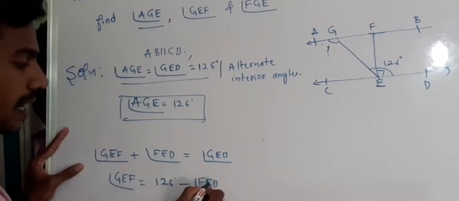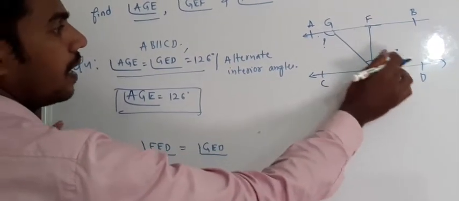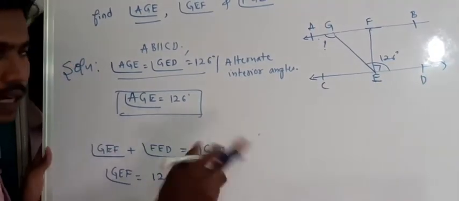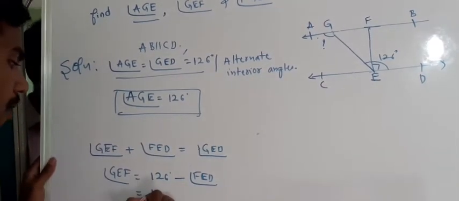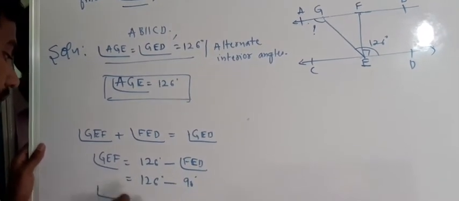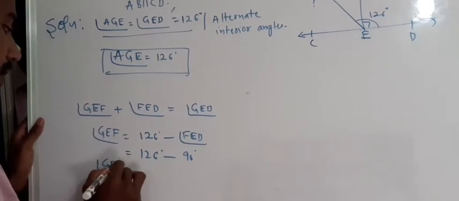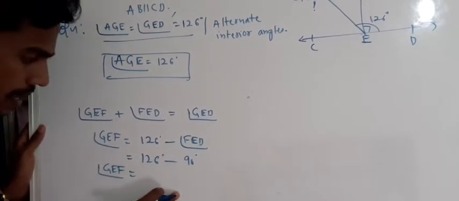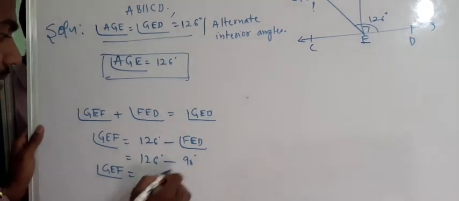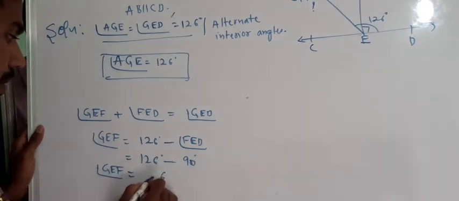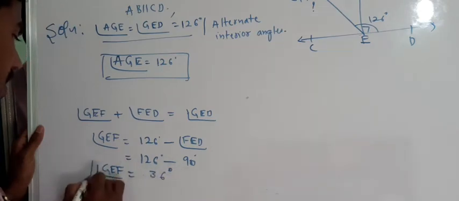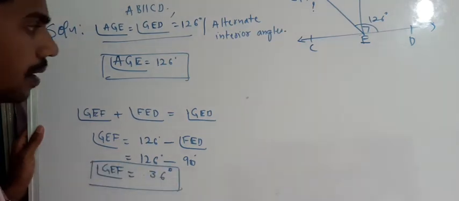What is FED? Since EF, or FE, is parallel to CD, that will be 90 degrees. I will place the value: 126 minus 90 degrees. So angle GEF will be equal to 126 minus 90, which is 36. Angle GEF is equal to 36 degrees.